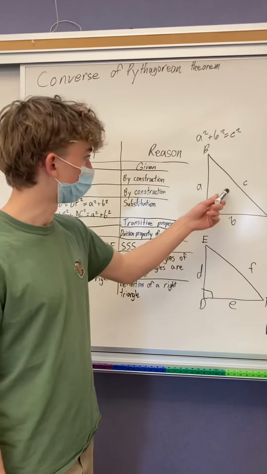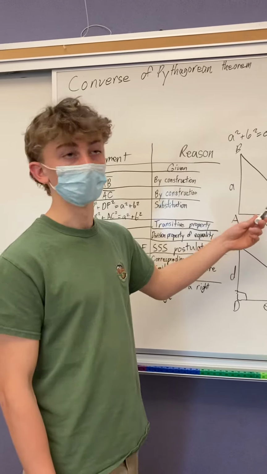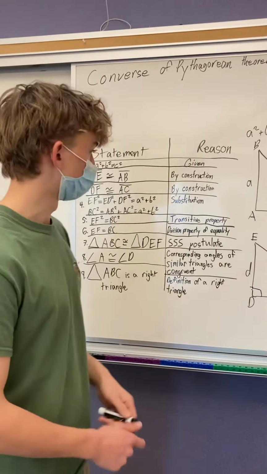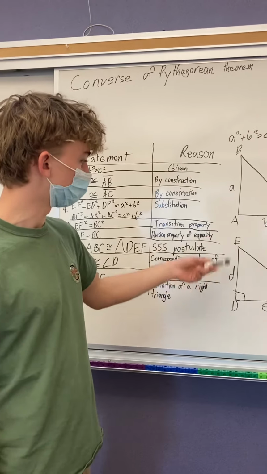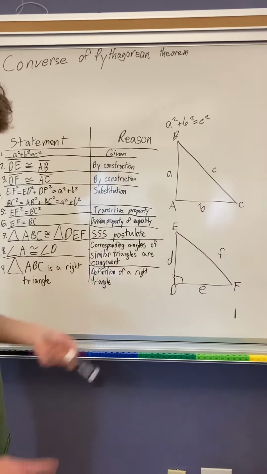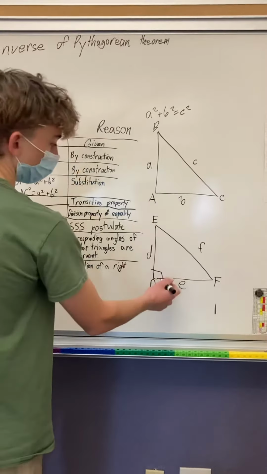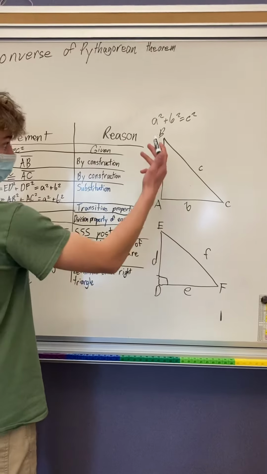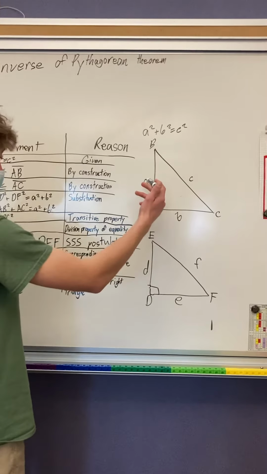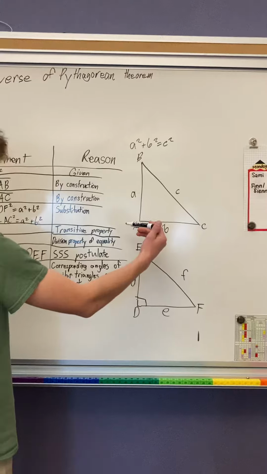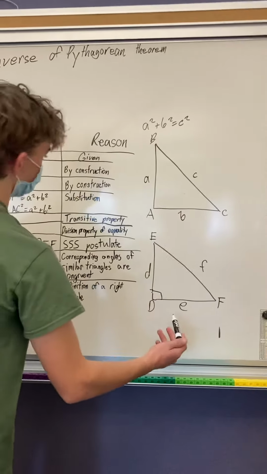So we have to prove that this triangle here is a right triangle using the Pythagorean theorem. Our first step is constructing triangle DEF right here. In this triangle, DE will be congruent to segment AB, and DF will be congruent to segment AC in this construction.